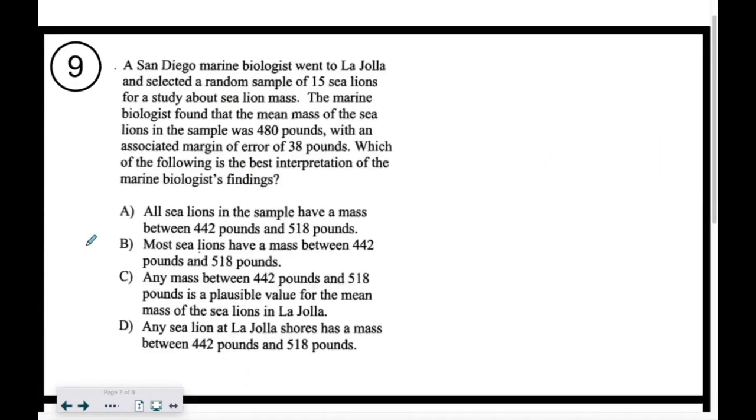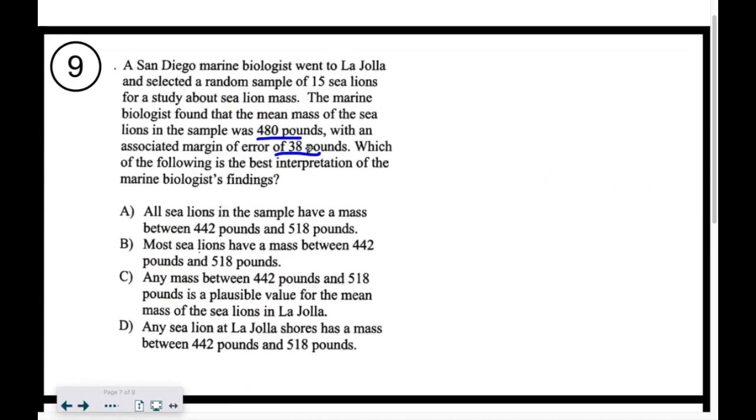All right, let's move on to number 9. So we've got one of our statistical analysis problems here. We selected a random sample of 15 sea lions. The marine biologist found that the mean mass was 480 pounds with a margin of error of 38. Which is the best interpretation?